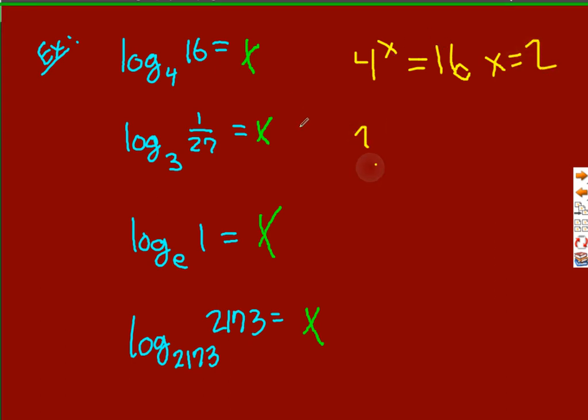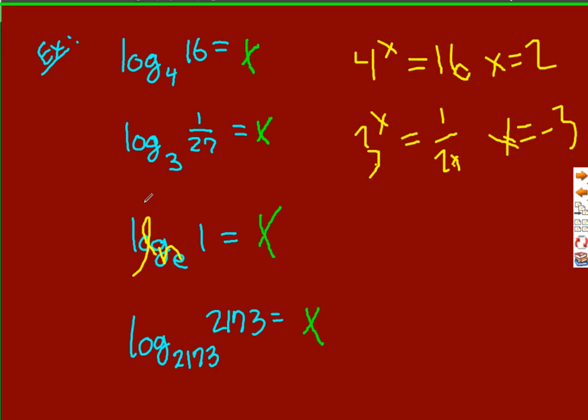For this one, 3 to the I don't know power equals 1 over 27. Well, the way you're going to read this is 3 to the what equals 27. 3 to the 3rd equals 27, but because the fraction was flipped, I need to make it the negative exponent, negative 3.